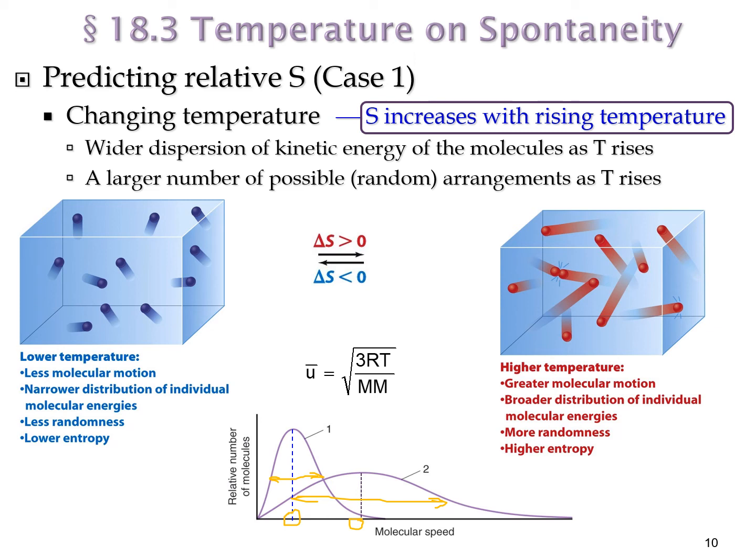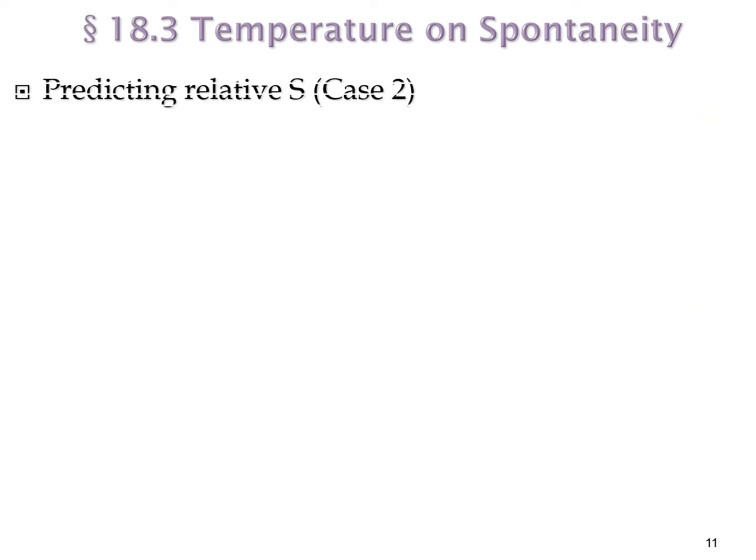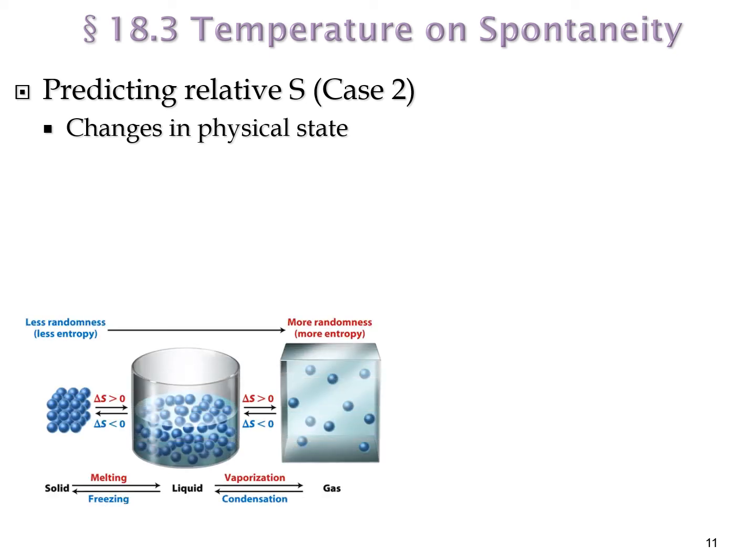And this is the conclusion, or the statement, we can use to explain some other cases when we try to predict the entropy of the system. Our second case is a change in the physical state. When we talk about a change of physical state, we realize that a solid does not have too much motion and does not have a lot of kinetic energy. We understand that a gas has a lot of kinetic energy, and liquid is somewhere in between.